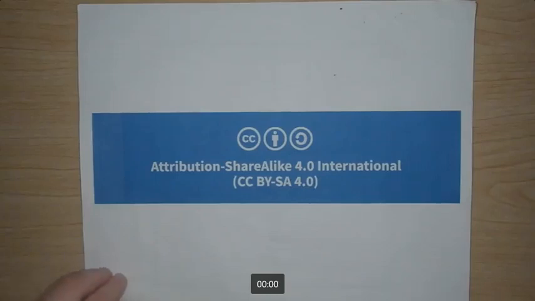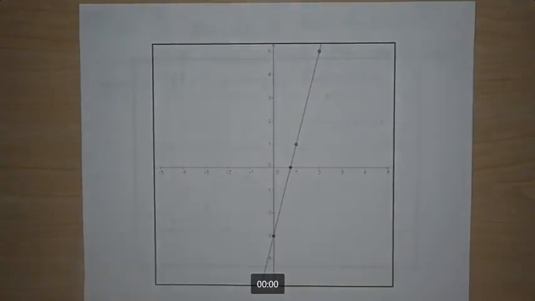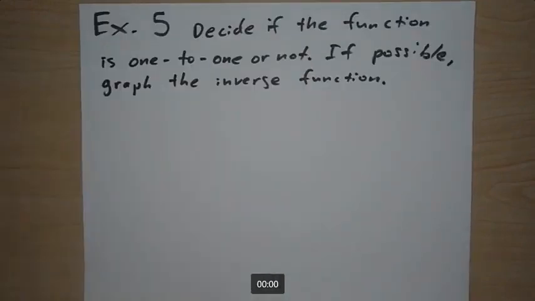Example 5 of the one-to-one and inverse functions lab. We have the following graph. For example 5, we want to decide if the function is one-to-one or not. If possible, graph the inverse function.